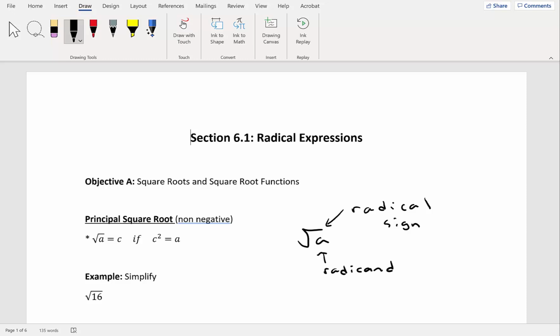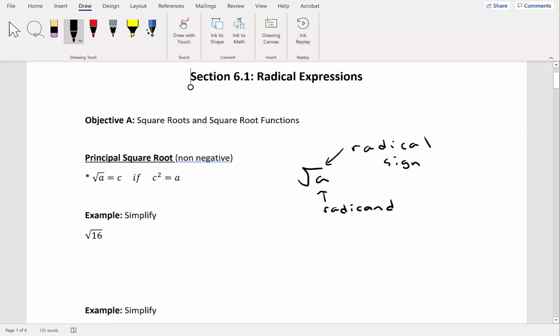Let's take a look at an example. Simplify square root of 16. So what we're trying to do is find a number where if we raise it to the second power, it will give us 16. Okay. So for this example, square root of 16 is equal to 4. And this is because 4 raised to the second power gives us 16.